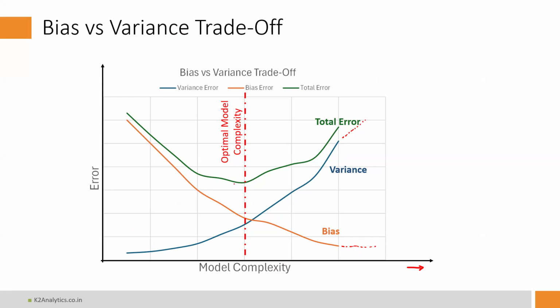The point where our total error is minimized is the optimal point for the model. And this is called the bias variance trade-off. If you do not have a model which is optimal, you will end up building a model which will be an underfit, or you will end up building a model which will be overfit.